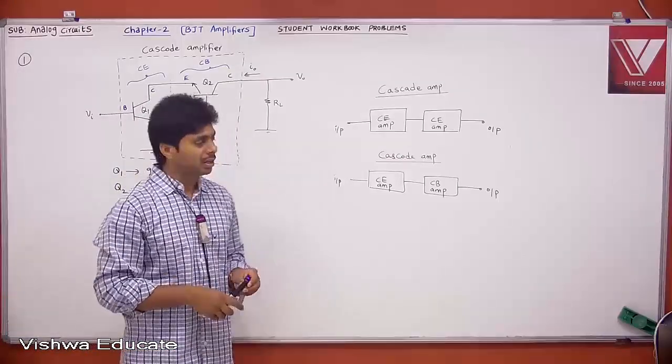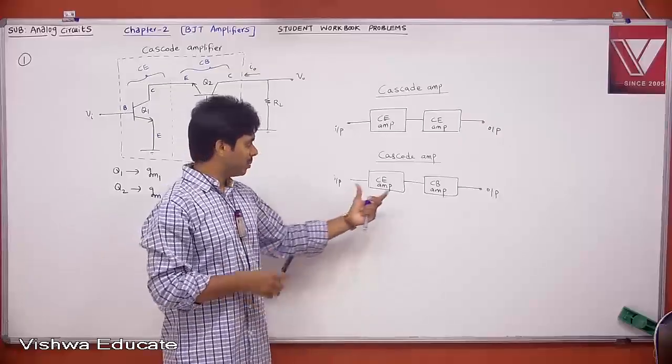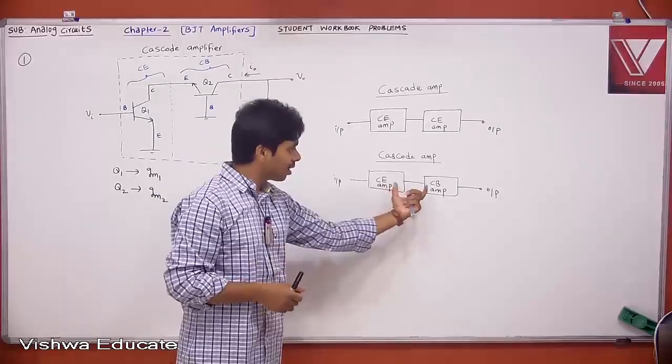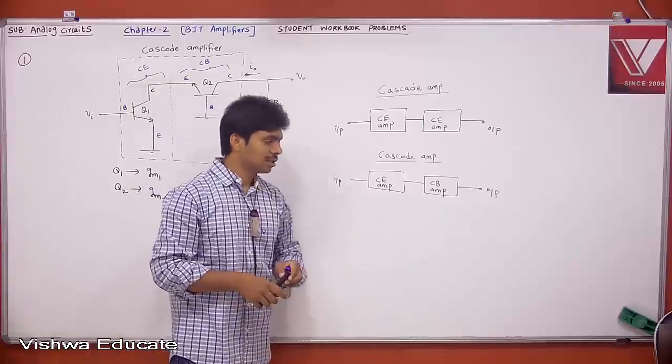After writing this, I'll explain what the difference is between cascade and cascode. What is the reason people are using two different configurations? Actually, indirectly we had seen this.